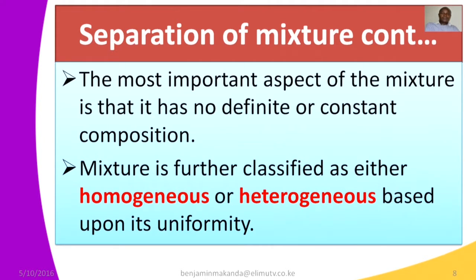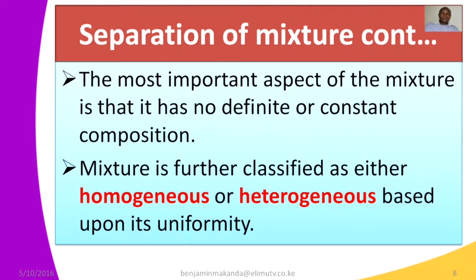A heterogeneous mixture is a mixture in which we have a distinct layer between one component and another component. An example is water and kerosene or paraffin. When you mix the two, because paraffin is less dense than water, it floats on water, and they therefore form two layers. That is an example of a heterogeneous mixture.